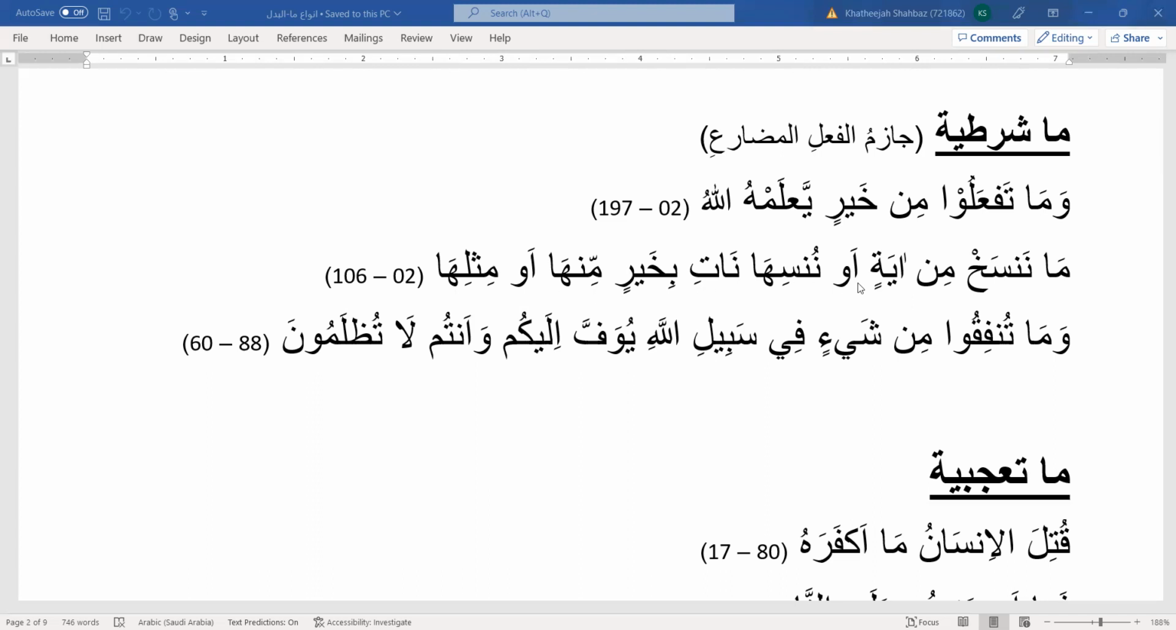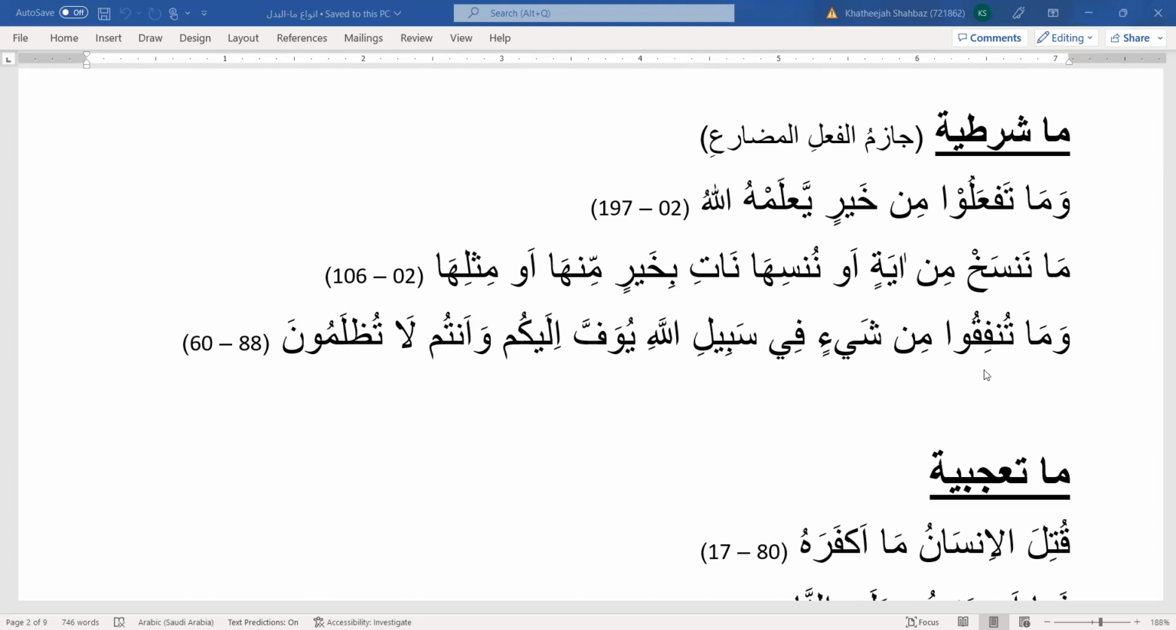So over here you see up to nunsiha is shart and na'ti bi khayrin minha aw misliha is the jawab shart. So there are two fi'l mudari in the shart part and both of them are majzoom, nansakh and nunsi, and in the jawab shart part there is only one fi'l mudari and it is also majzoom, which confirms that this ma is ma shartiyya.